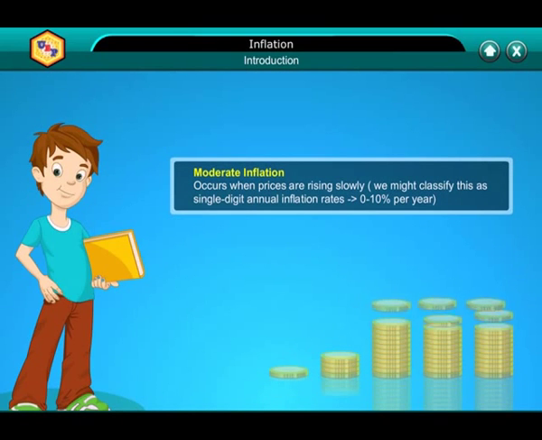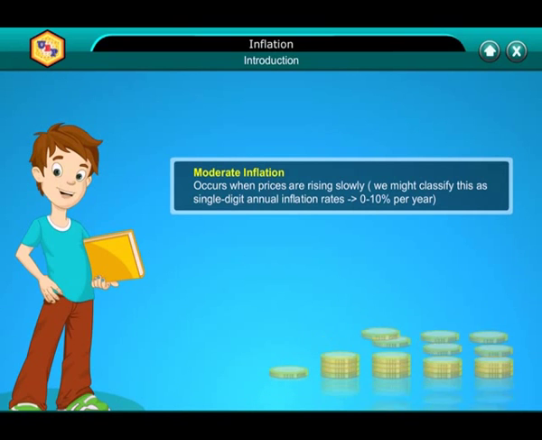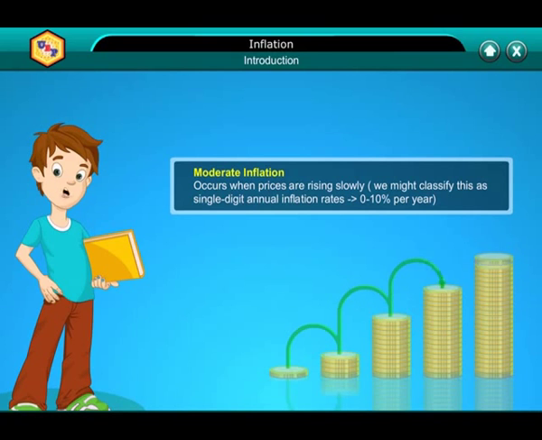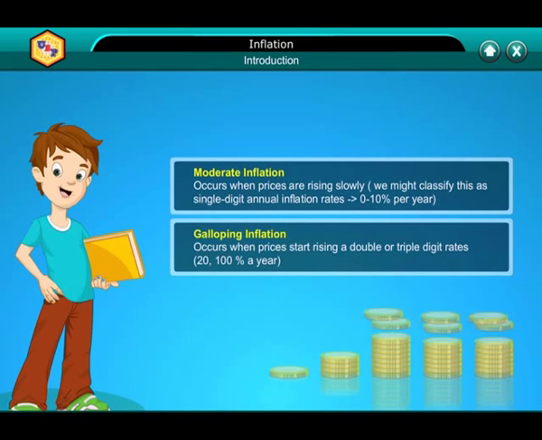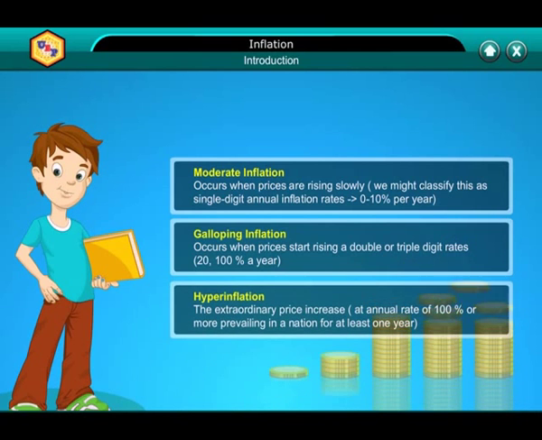Moderate inflation occurs when prices are rising slowly. We might classify this as single-digit annual inflation rates, 0-10% per year. Galloping inflation occurs when prices start rising at double or triple-digit rates, 20-100% a year. Hyperinflation is an extraordinary price increase at an annual rate of 100% or more, prevailing in a nation for at least 1 year.